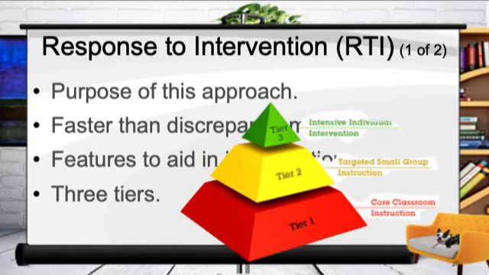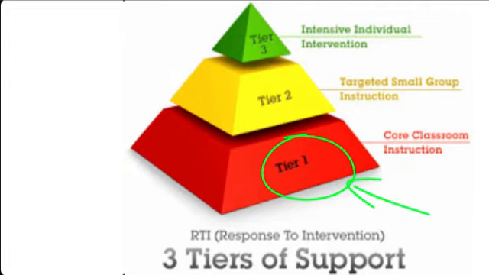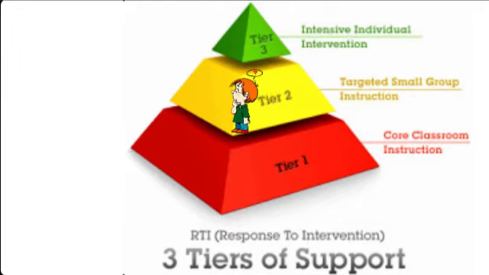With RTI, we target students' learning difficulties through the use of tiered instruction. We've used this for a number of years. It's been proven to be effective, and it's quite a bit faster than the discrepancy model alone at identifying potential learning problems. It's important to know that RTI occurs in the general education setting. There are typically 3 tiers, although some districts use a 4th tier. And what happens is that a student needs to go through all 3 tiers.